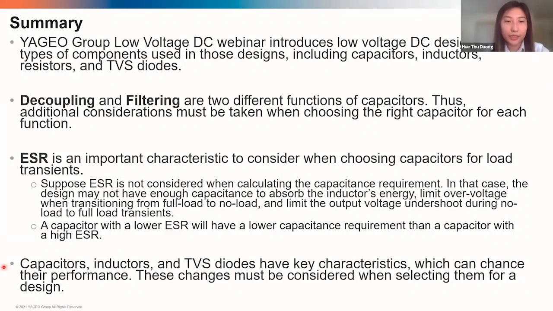And this last point here points out that capacitors, inductors, and TVS diodes have varying key characteristics, which can change their performance. And these changes must be considered when selecting them for a design. So that concludes everything that we covered today.